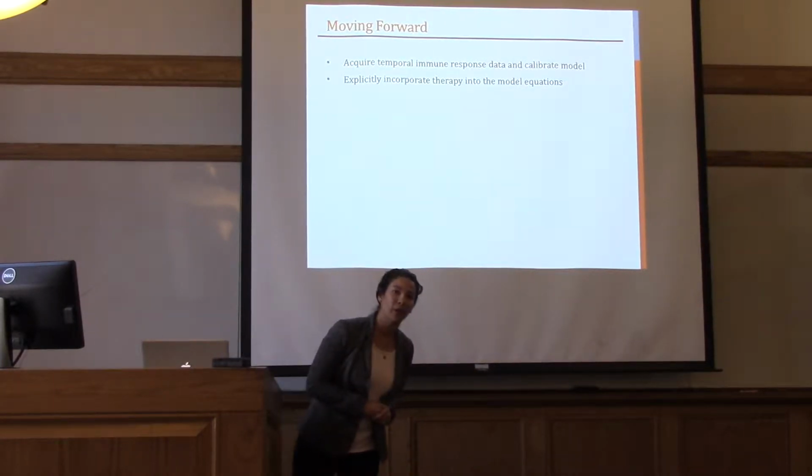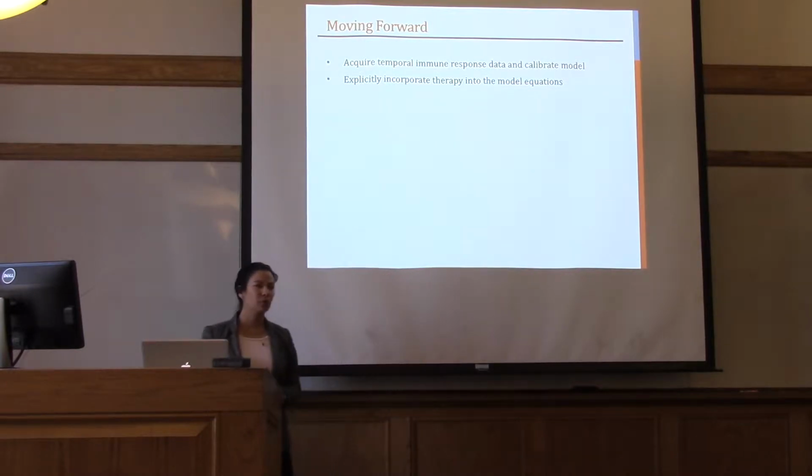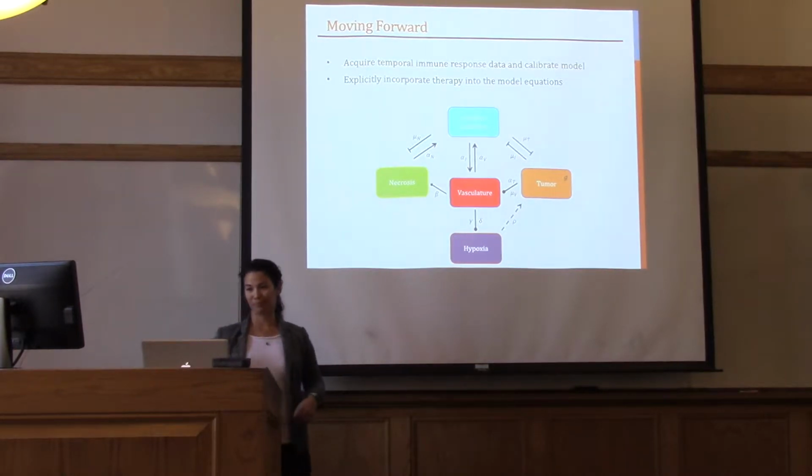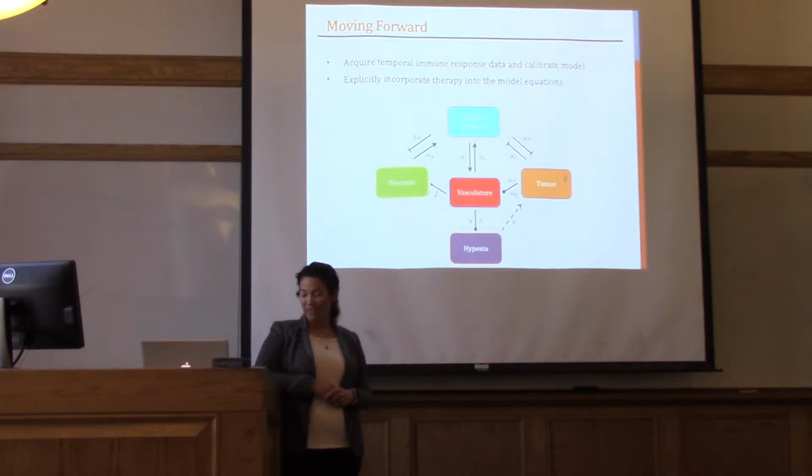Next, explicitly incorporate therapy. That might feel a little awkward at first. I thought therapy was in this model. It's not, right? It's implicitly there when we did the parameter calibration. Otherwise, therapy is not here. That makes it really hard to optimize therapy, doesn't it?